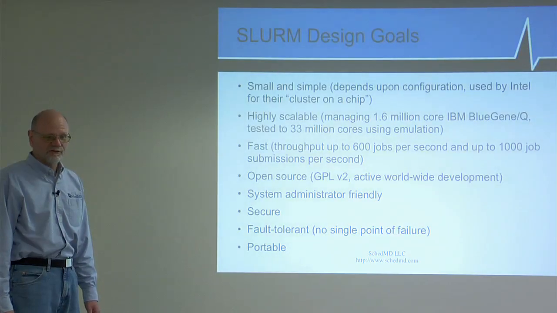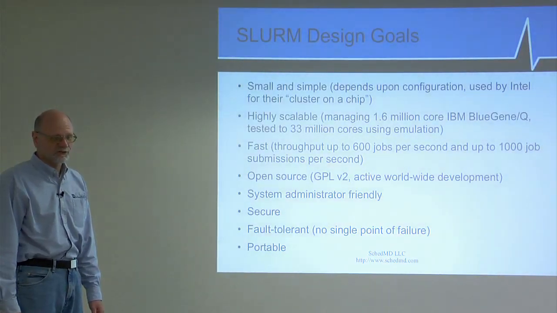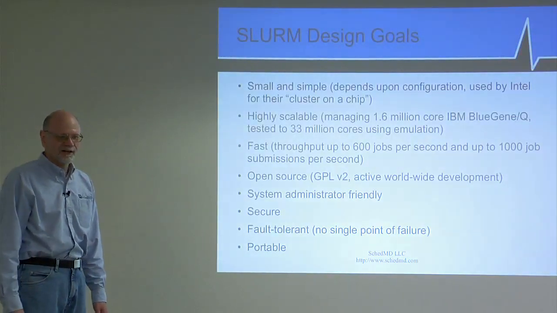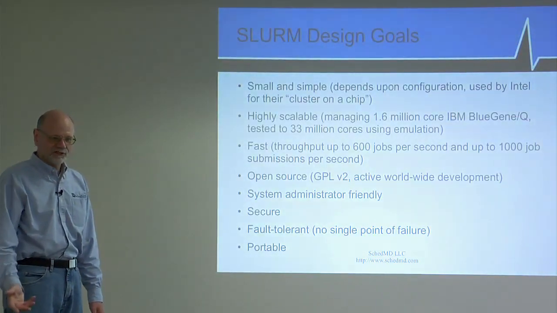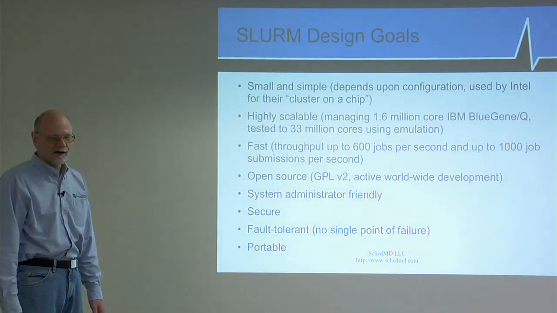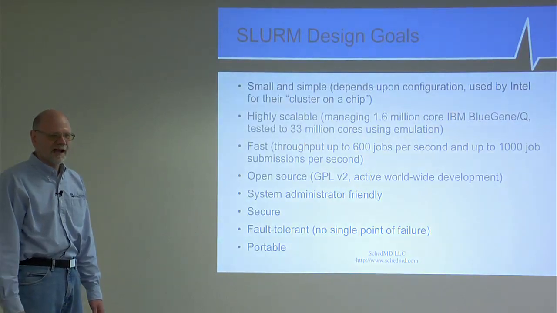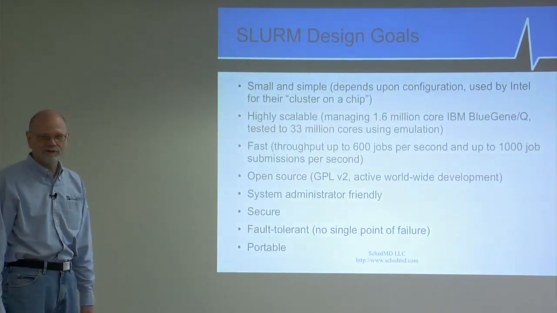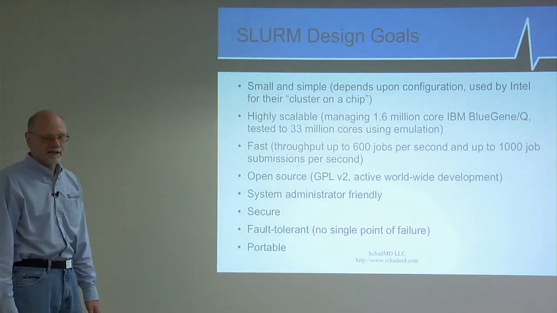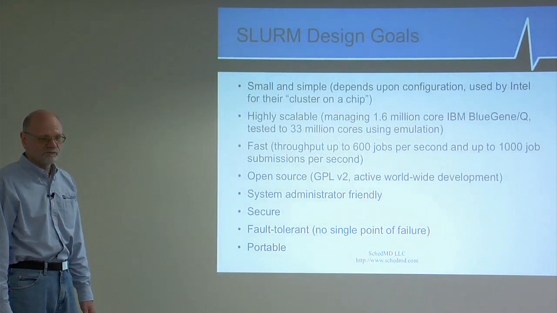It's quite fast. The latest version of Slurm, which has even better performance than what you were testing on earlier, depending on your configuration, we can get up to 600 jobs per second throughput, and up to 1,000 job submissions per second. Now, on a more realistic configuration, the number might be half of that if you want to do accounting for everything and have a bunch of resource limits and such. But it is very fast.